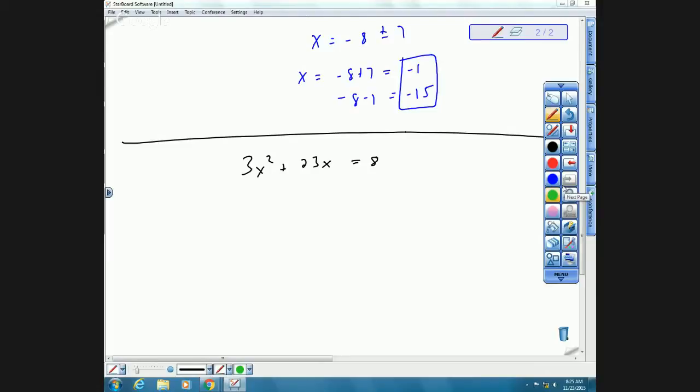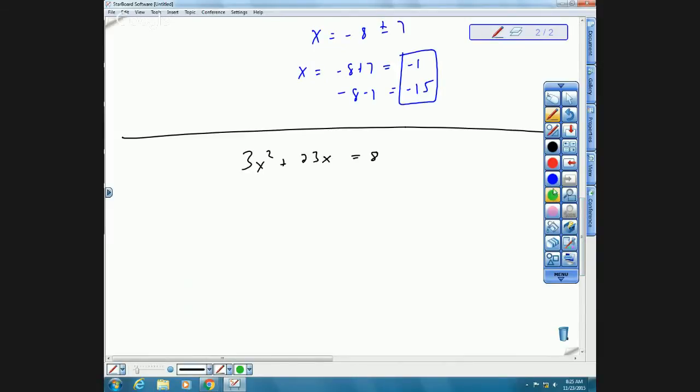But I do just want to introduce it, and then if you take college algebra in another class, or pre-calculus if you happen to take that, then you've seen it before.